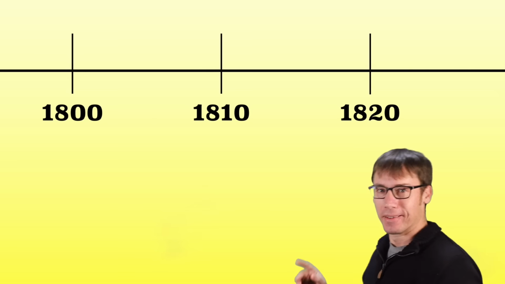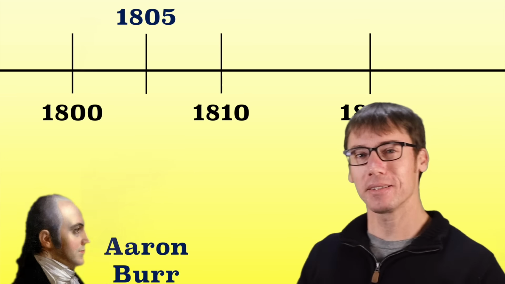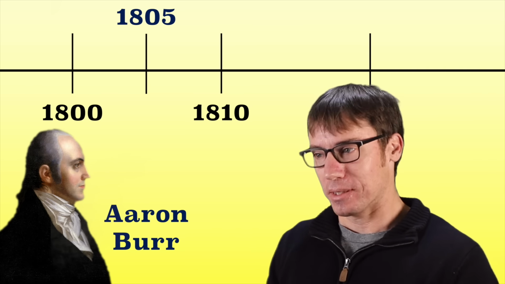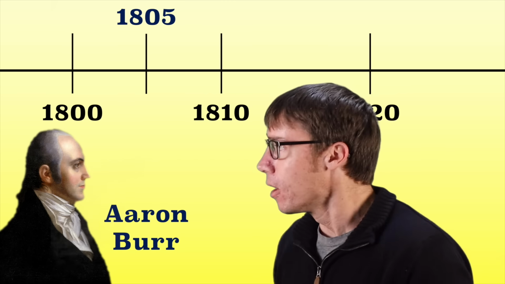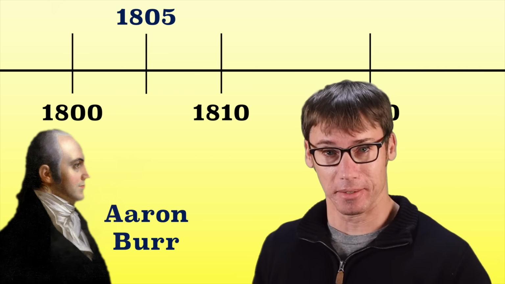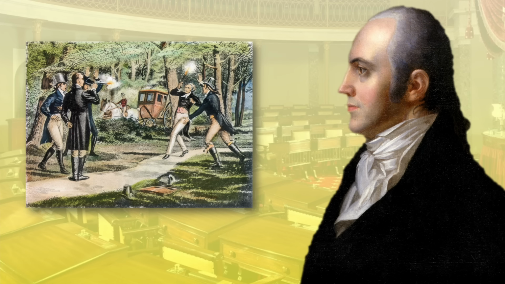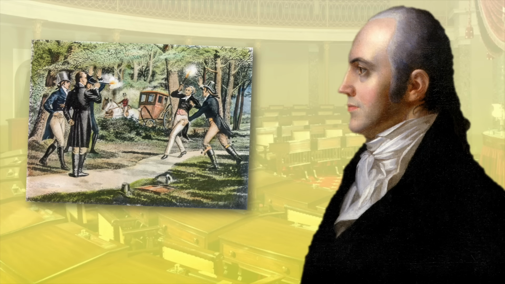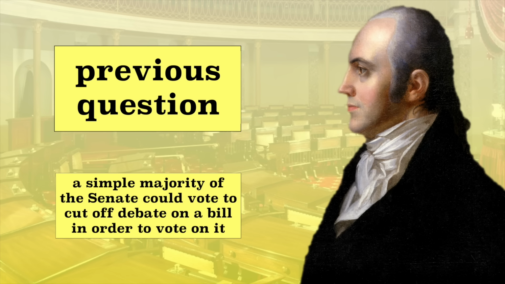Here we go. The year was 1805, and our friend Aaron Burr, who is, in my opinion, the second worst vice president in American history, was presiding over the Senate. Burr, who had recently been indicted for murdering Alexander Hamilton, goodness gracious, called to get rid of the rule known as the previous question motion. The previous question motion just said that a simple majority of the Senate could vote to cut off debate on a bill in order to vote on it.